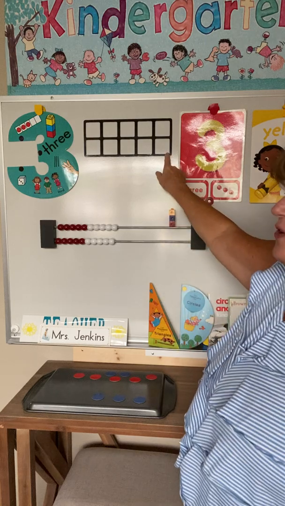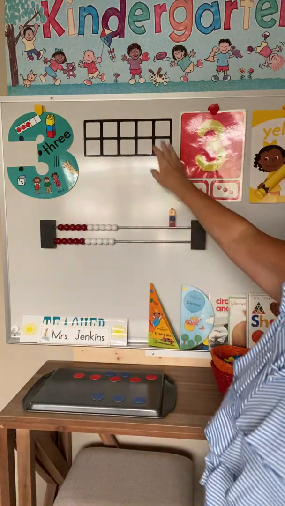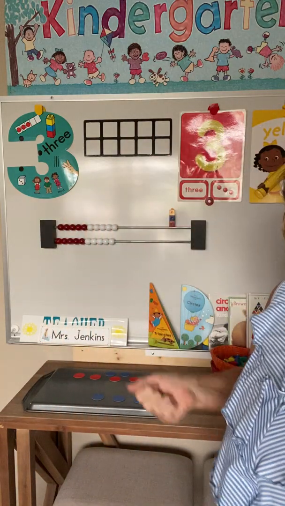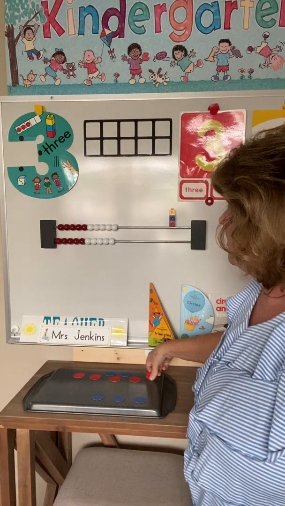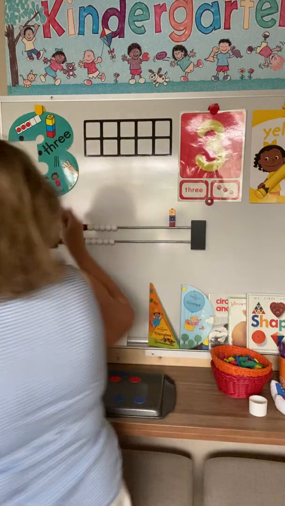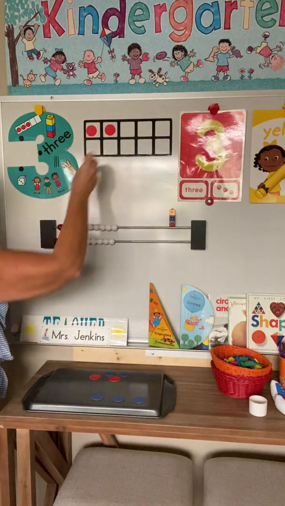Who remembers what that's called? Okay, a 10 frame, because it has 10 little boxes, right? We're going to work up to the number 10, but right now we're on the 3rd number. So we are going to put 3 counters. I need to move to the other side. 3 counters, 1, 2, 3.